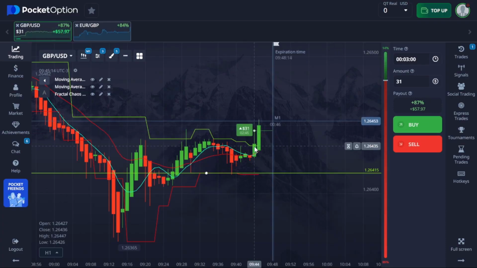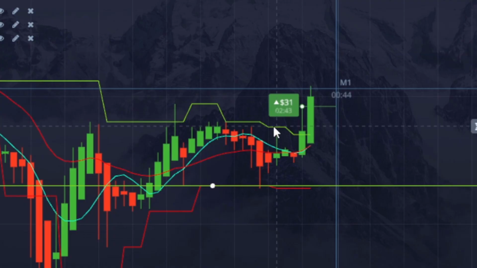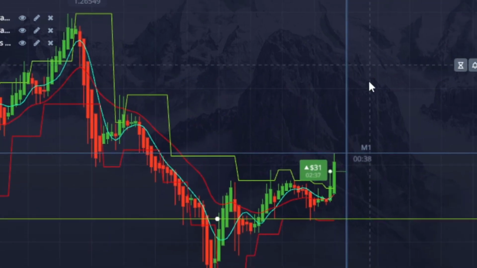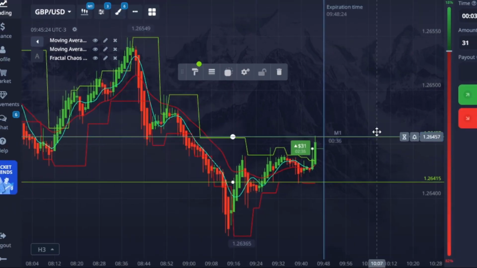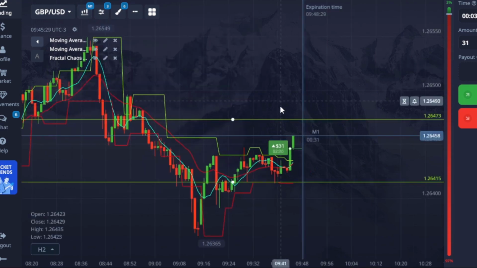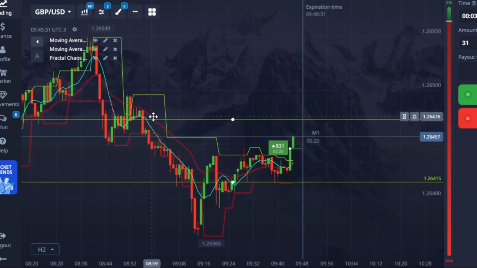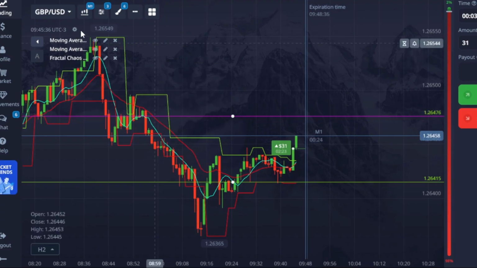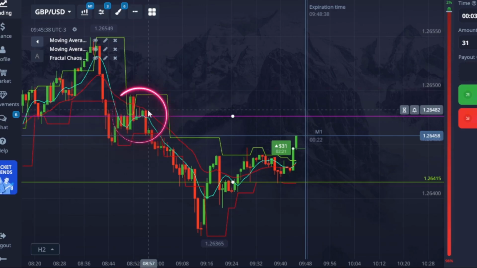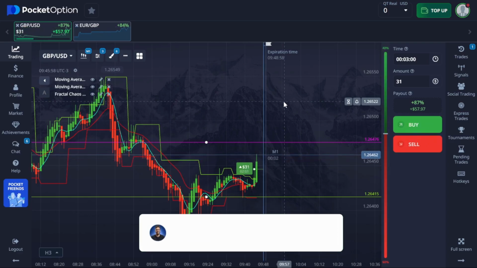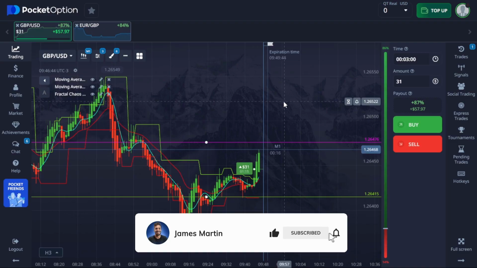So after waiting a few minutes, guys, we have an opportunity right here on GBP/USD at the close of the 1-minute candle, M1 on the time frame, as I said for you. Just let me mark the position right here. Okay, let's set this. Change the color. Okay, guys, so we don't have any secret right here. Just wait for the result.